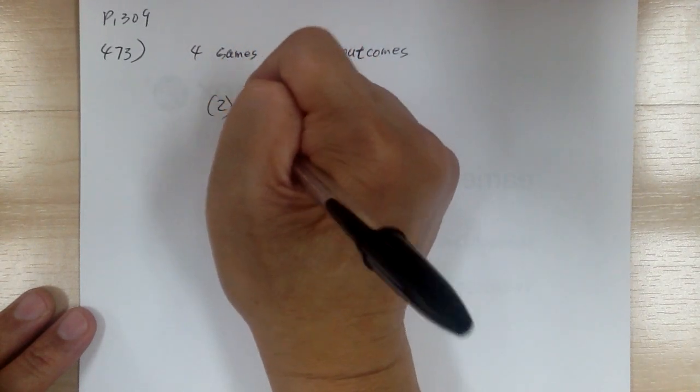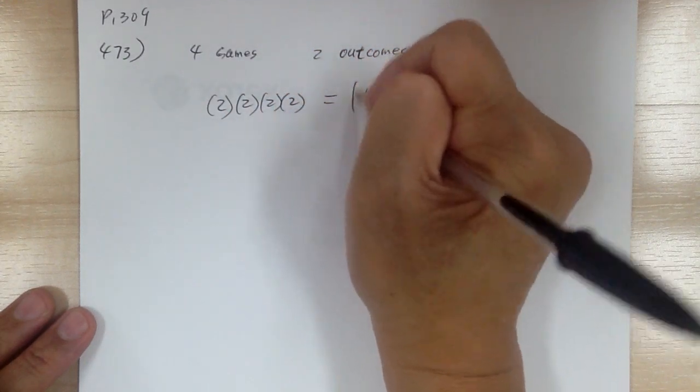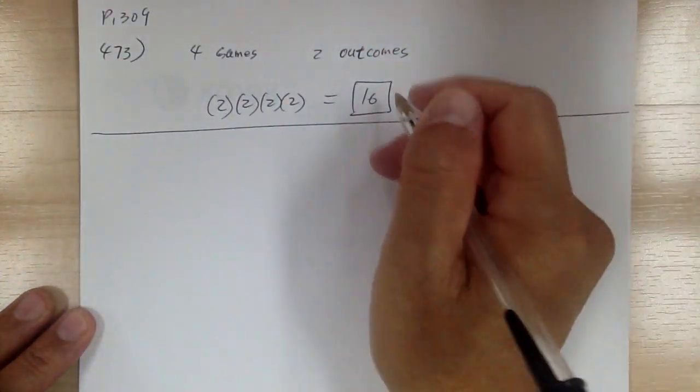So each game has 2 outcomes. First game has 2 outcomes, second game 2 outcomes, and so forth. So this is going to equal 16. So there are a total of 16 different ways to receive the prize.